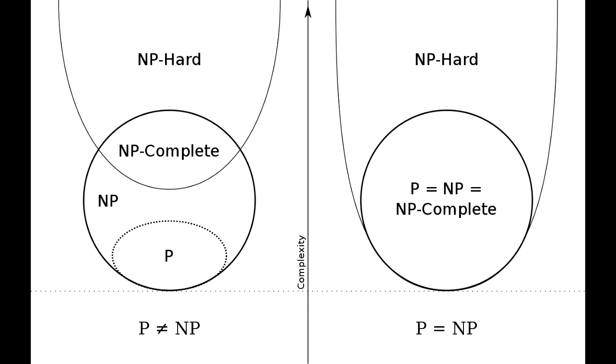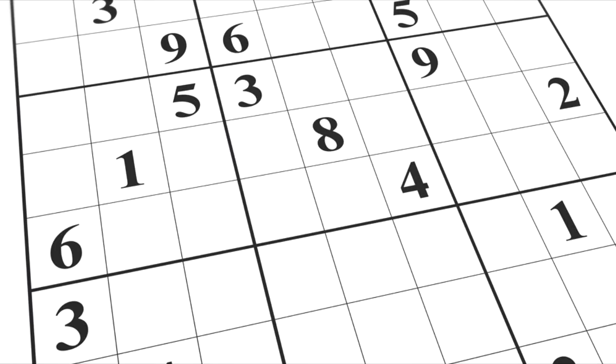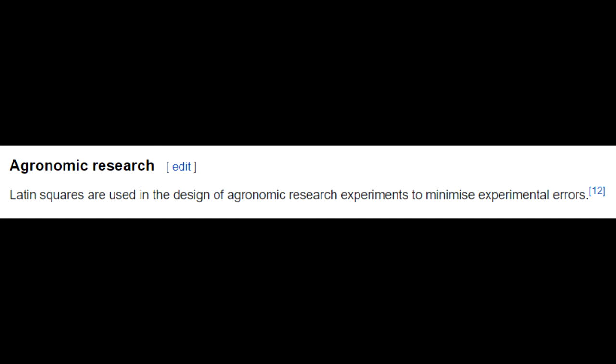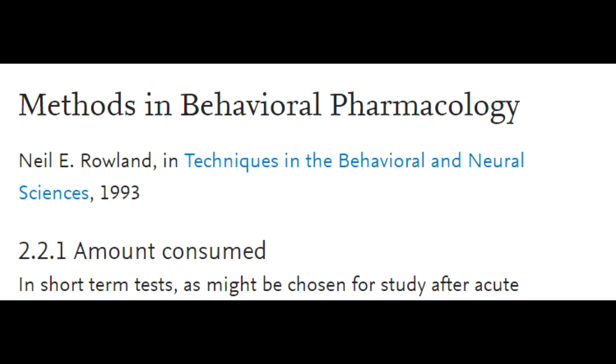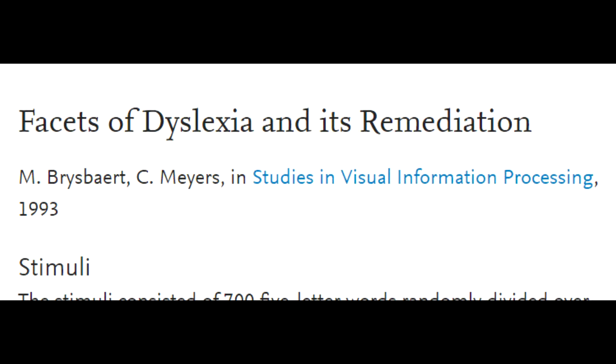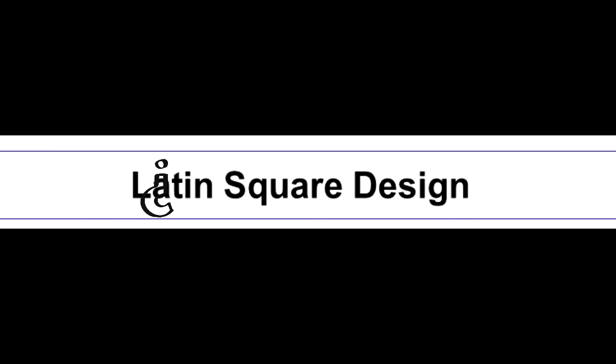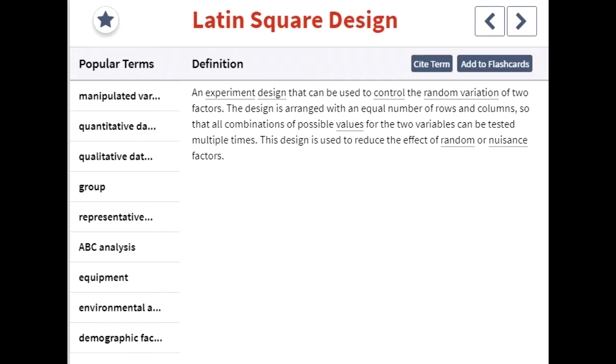We see it in mathematical puzzles, board games, mathematics, the popular game Sudoku. We also see it in agronomic research, methods in behavioral pharmacology, facets of dyslexia and its remediation. Okay, maybe it's not so simple as I thought, but what is a Latin square design? Well, according to businessdictionary.com, a Latin square design is an experiment design that can be used to control the random variation of 2 factors. We can visualize what this actually looks like on a graph.